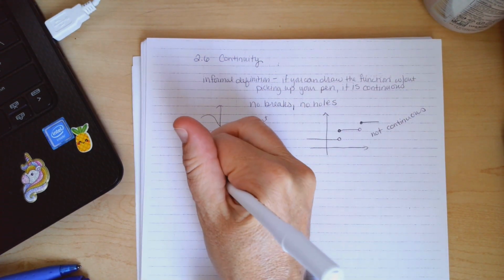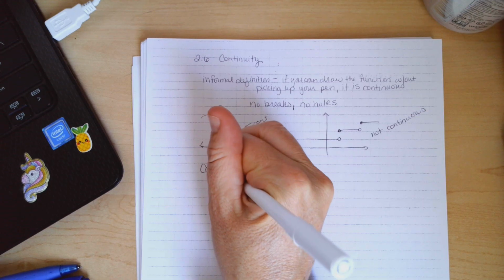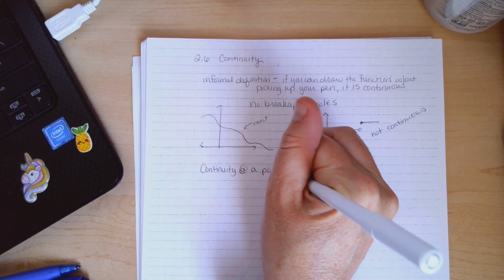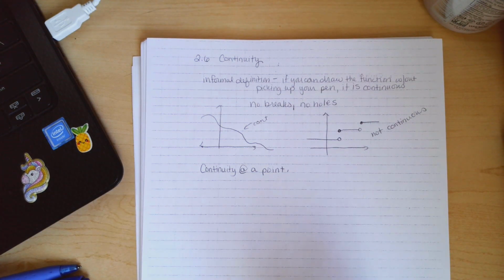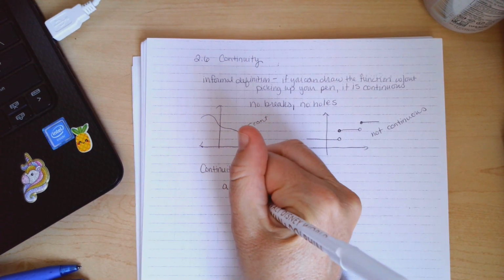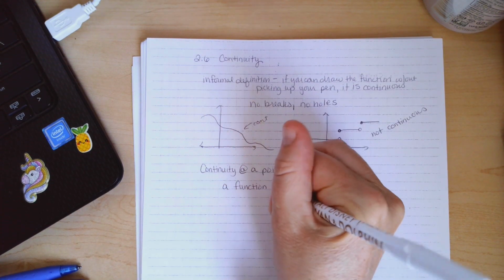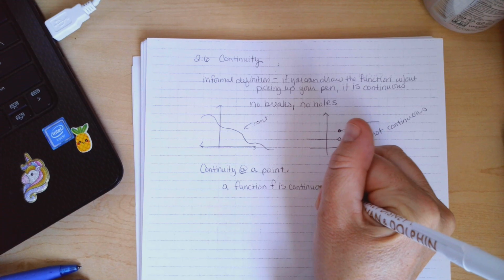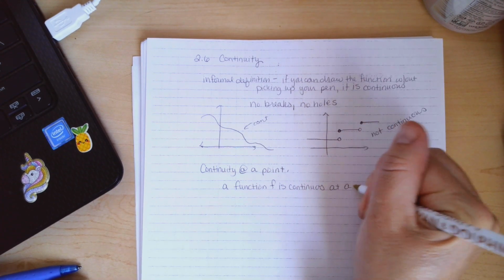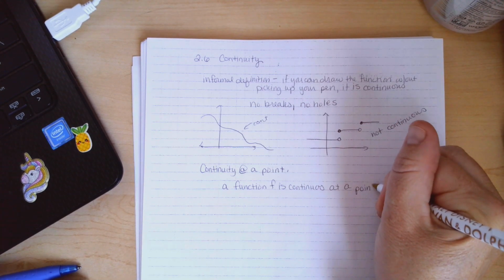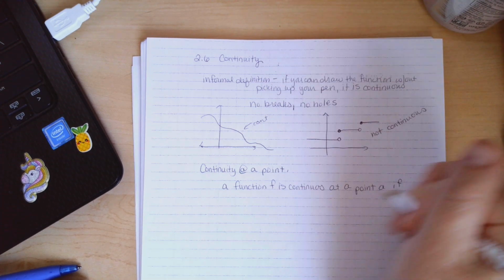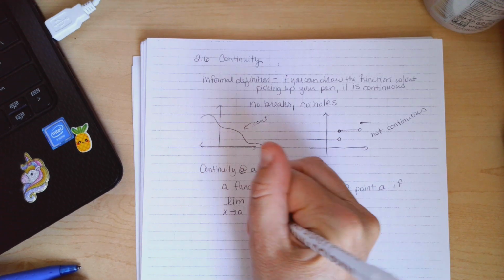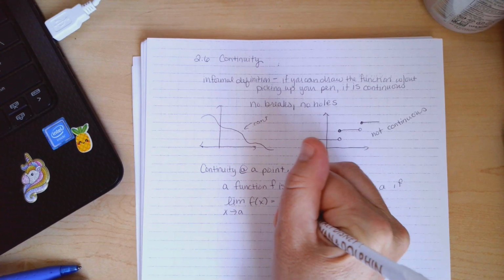And first, when we're talking about continuity, we're first going to talk about continuity at a point. And so a function f is continuous at a point a if the limit as x approaches a of f of x equals f of a.